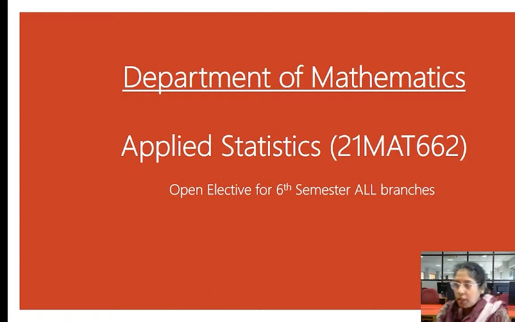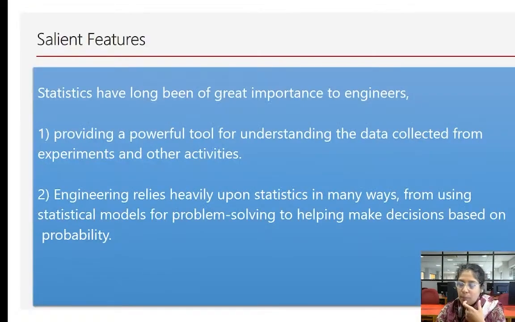Hello students, this is Sanjana Joshi, Assistant Professor, Department of Mathematics. For the 6th semester, we are floating an open elective named Applied Statistics. So basically, in this, we'll try to understand what is the importance of statistics for engineers. See, basically, when we talk about engineering, we tend to collect certain data from experiments and also from other activities. So engineering basically relies upon statistics in many ways.